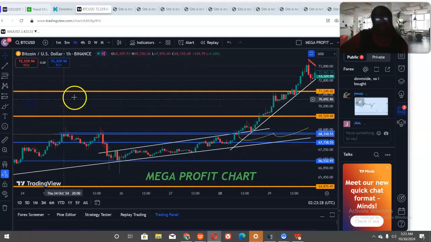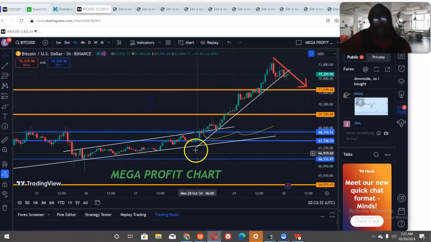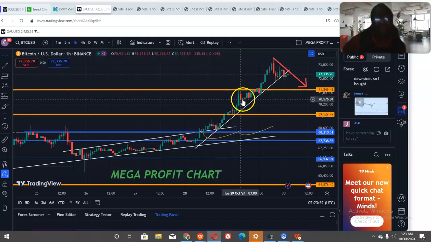Let me give you more examples. Take a look at this. So this is a support, then this is a resistance. You sell here, price goes lower, you buy back. This is a bounce. You buy back, and it goes to a resistance here. You sell again, and price turns lower, then reaches a support here.